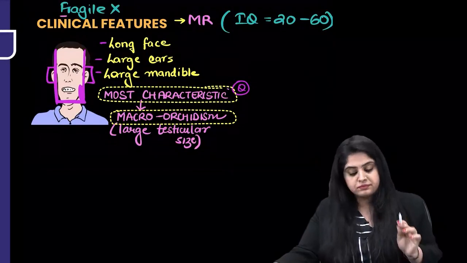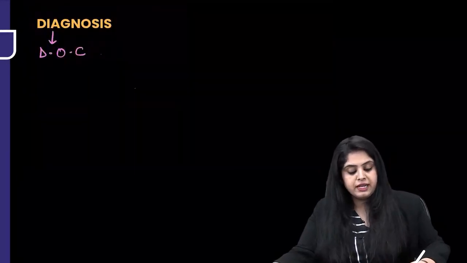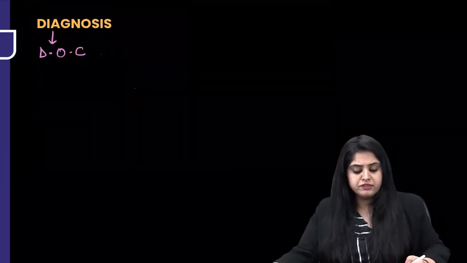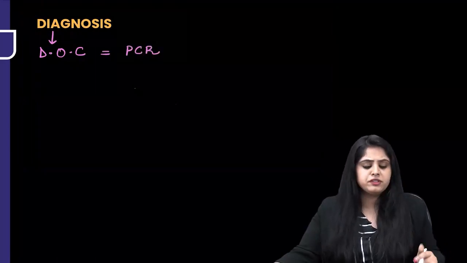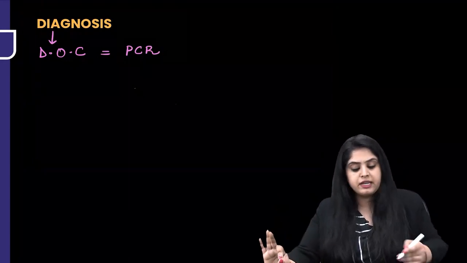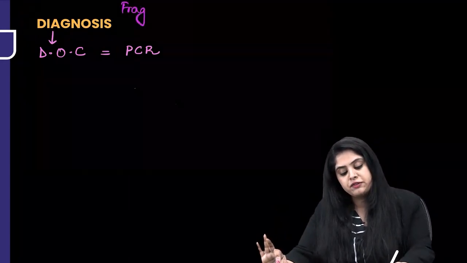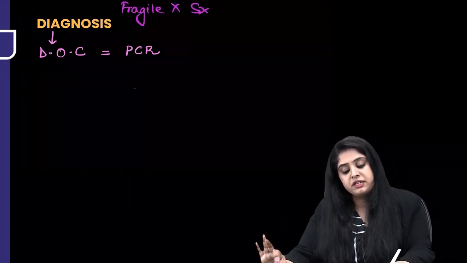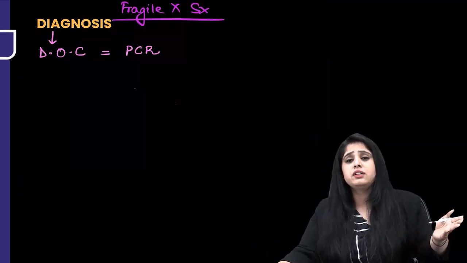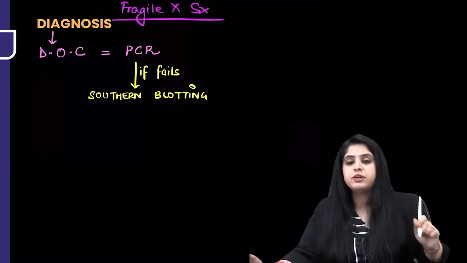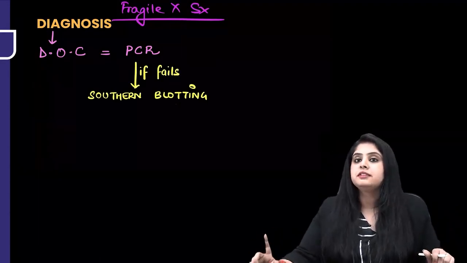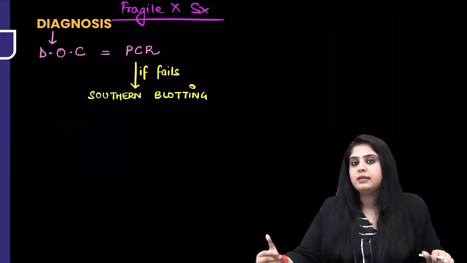Very important. Lastly, how will you do the diagnosis? What is the diagnosis of choice? We do PCR, polymerase chain reaction, as the diagnosis of choice. Very good. If a simple question comes, what is the diagnosis of choice for a case of Fragile X syndrome? You will do PCR. But if PCR fails, PCR says, no, there are so many repeats, I can't detect it. If PCR fails, what are you going to do? You shall be doing Southern blotting. Okay, first just memorize this.